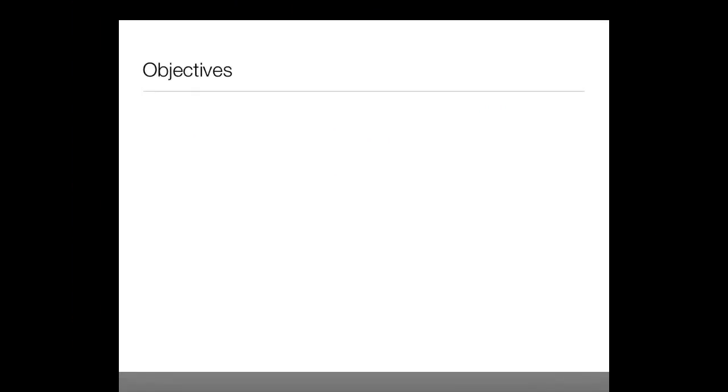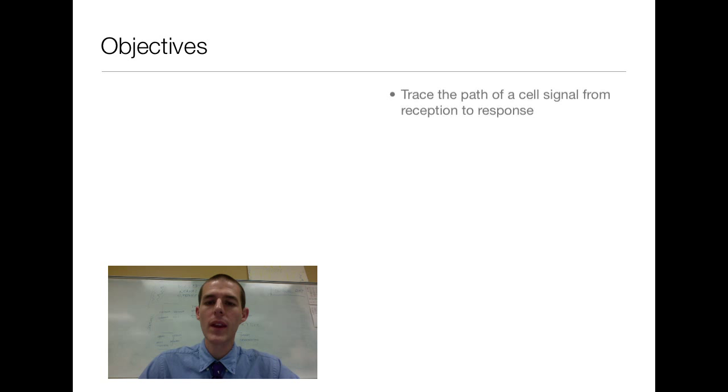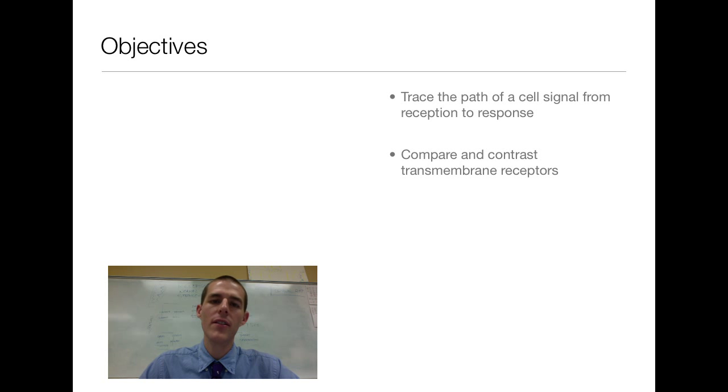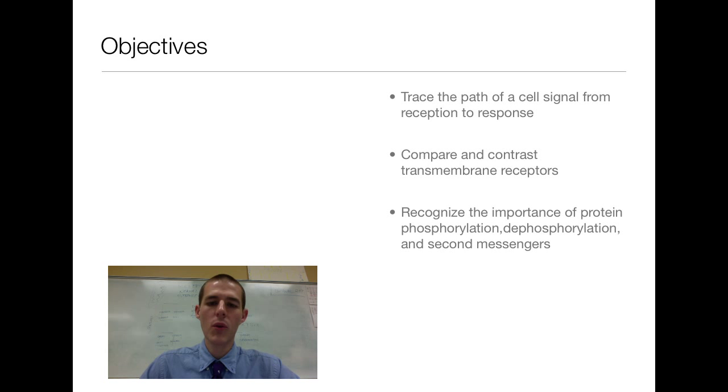So as always, let's get our objectives. These are the things I need you to be able to do by the time the video is over. First thing, trace the path of a cell signal from reception to response. Second thing, compare and contrast transmembrane receptors. Third, recognize the importance of protein phosphorylation, dephosphorylation, and second messengers. And fourth, provide examples of response fine-tuning. Got a lot of stuff to cover, so let's go ahead and get going.